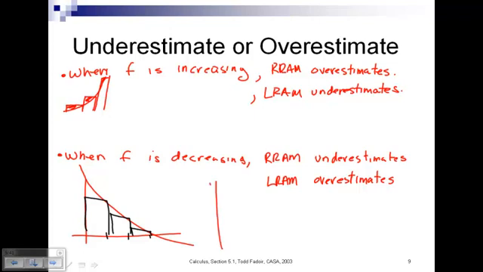If I draw the same curve and I draw the LRAM, again, let's do it with 3 estimators, and I use the left-hand side to determine the height of the rectangles, you'll see that there's always a little bit extra above. So when the function is decreasing, RAM underestimates and LRAM overestimates.